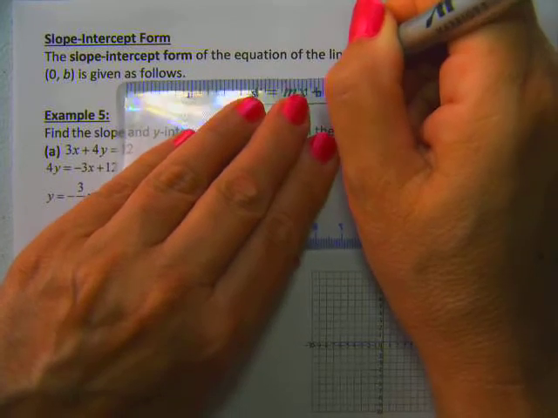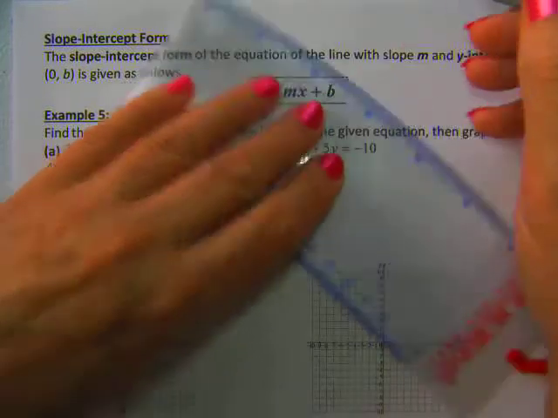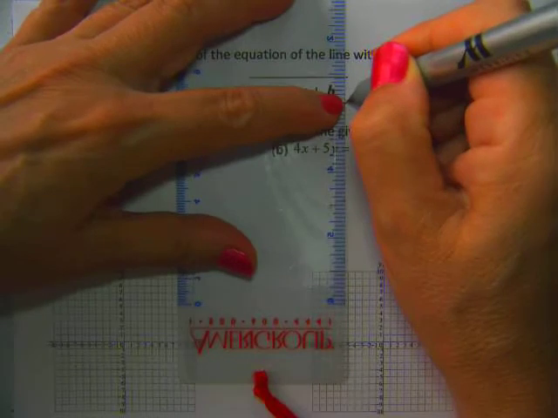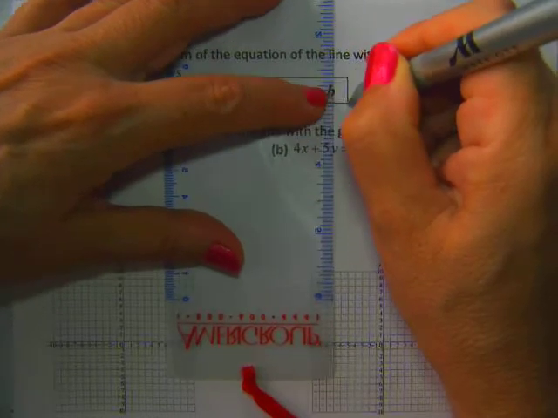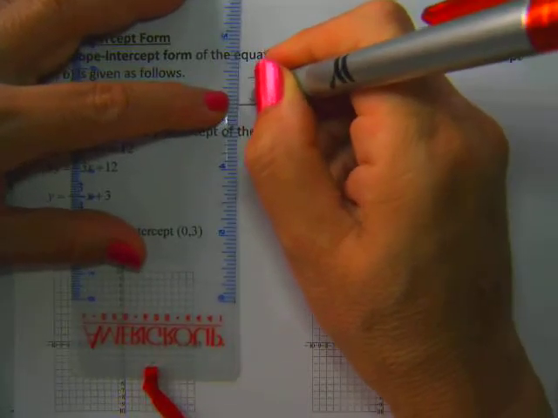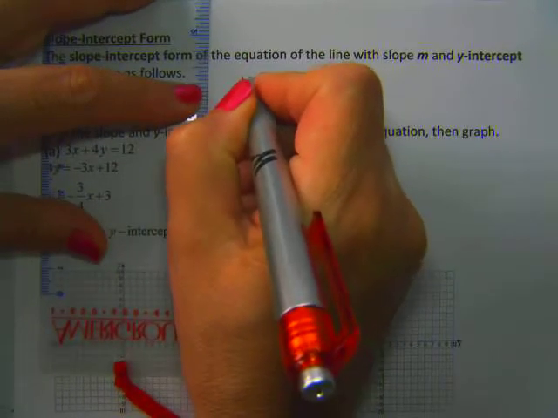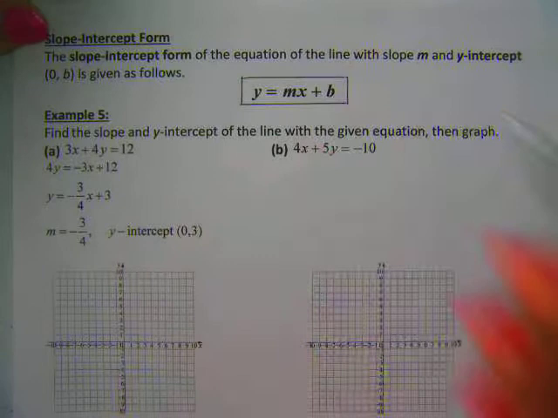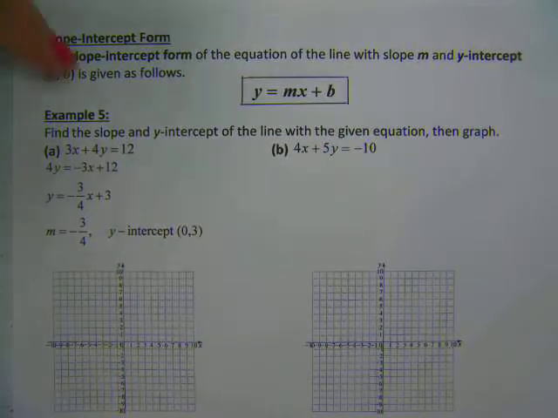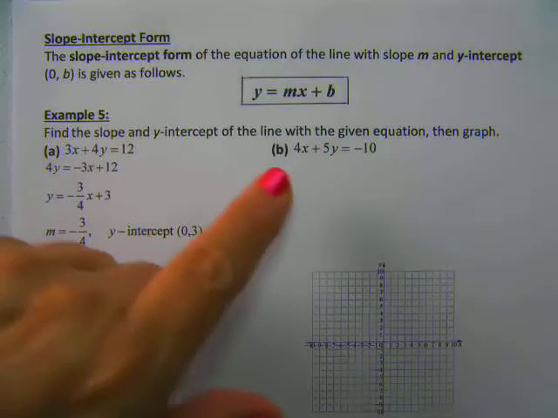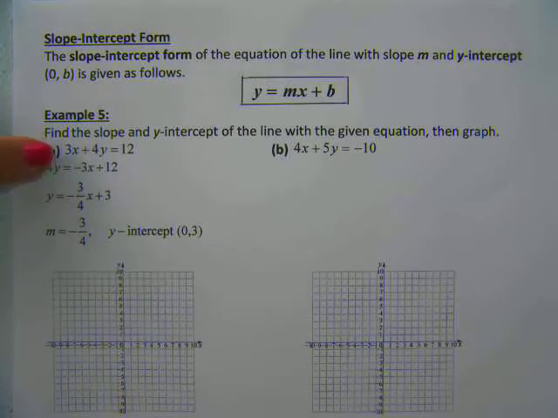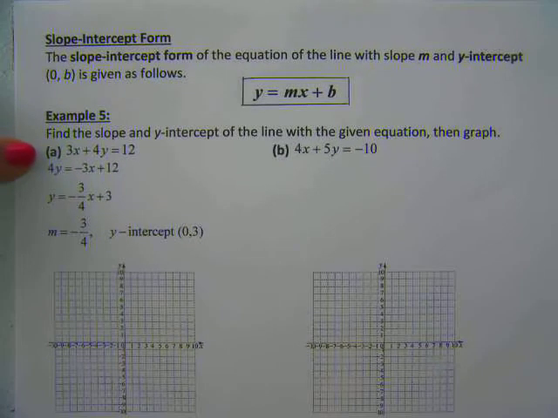Most of the time, that's not what we will ask you to do, because that's too straightforward. Most of the time, from the equation, we need to know the slope and the y-intercept of the line. So let's look at example 5. Find the slope and the y-intercept of this line. So how do we do it?